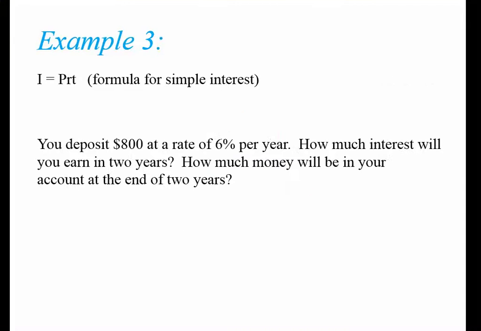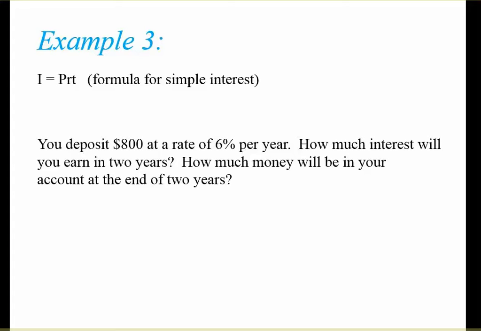Let's go ahead and we'll go to our last example, example 3. It's reminding us that we have a formula for simple interest, and that's I equals PRT. Interest equals principal times rate times time. Okay, which we'll need to know to be able to solve a problem like this. It says you deposit $800 at a rate of 6% per year. How much interest will you earn in 2 years? How much money will be in your account at the end of 2 years?